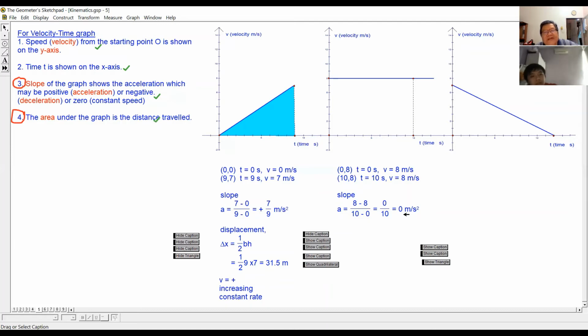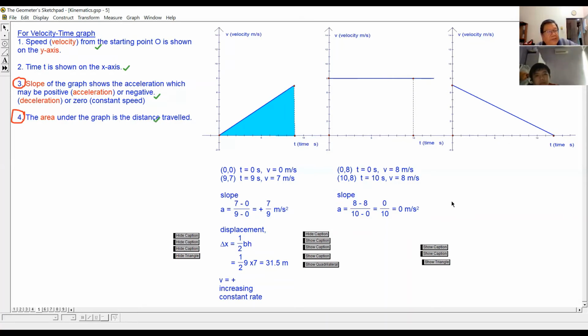0, but slope means acceleration. 0 means no acceleration. Now, no acceleration doesn't mean that the object is not moving. It can also mean that the object is moving with constant velocity. So in this case, the constant velocity is 8 meters per second.